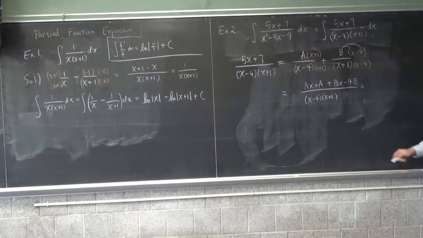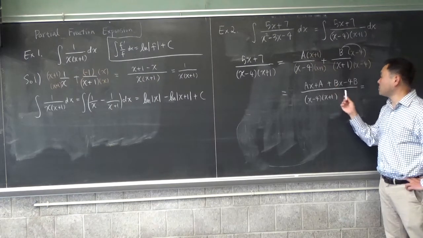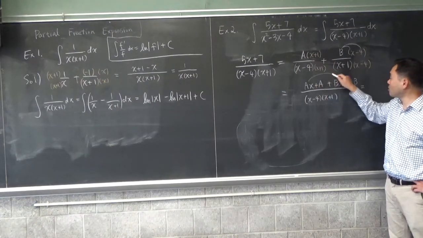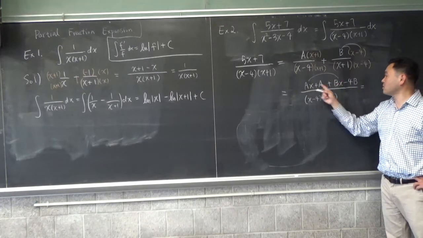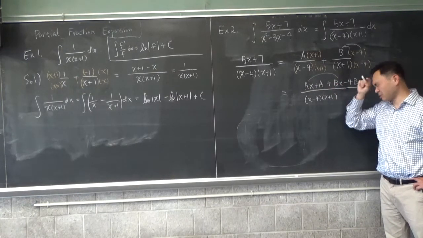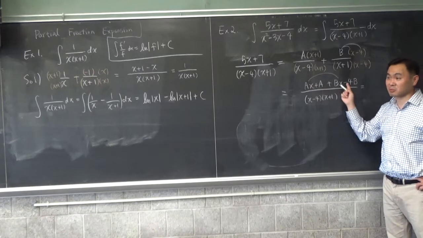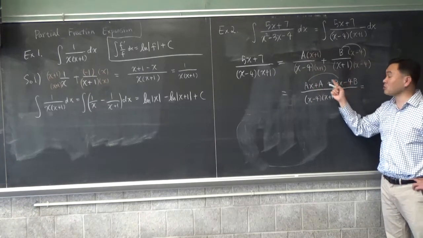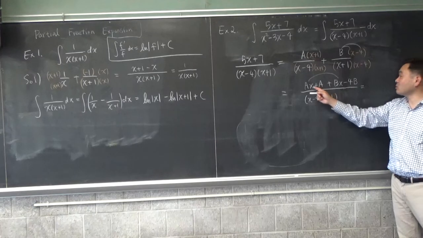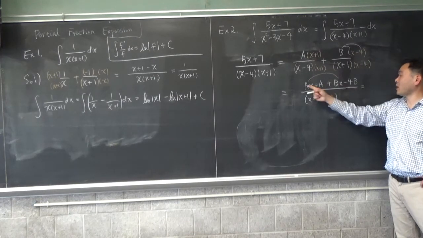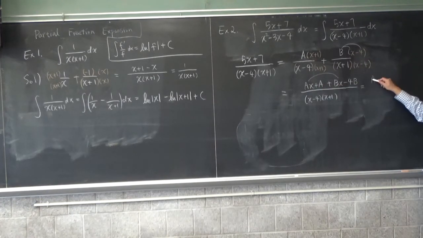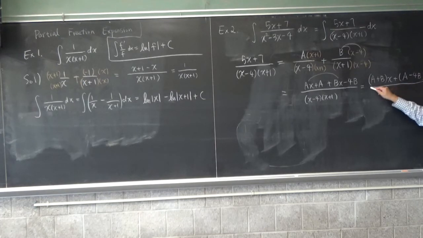Remember, I'm thinking of a and b as numbers. So although they have different letters, these two terms are still thought of as like terms, so I'm going to combine them. Combining would really mean just factoring the x out from ax plus bx, so you get a plus b times x plus a minus 4b over x minus 4 times x plus 1.